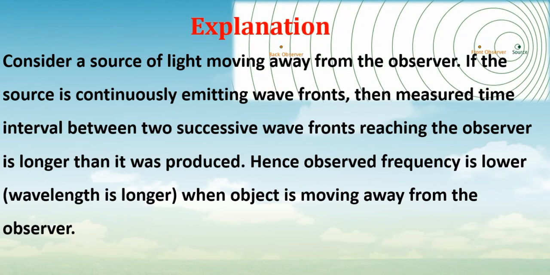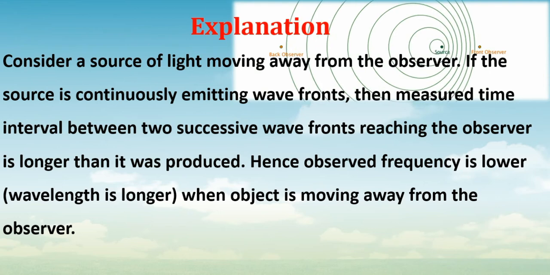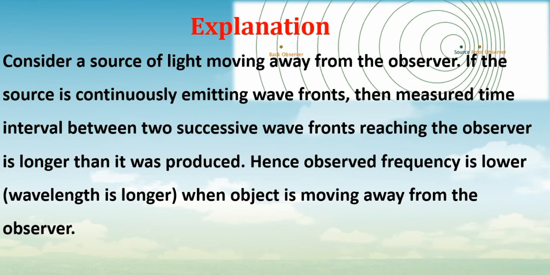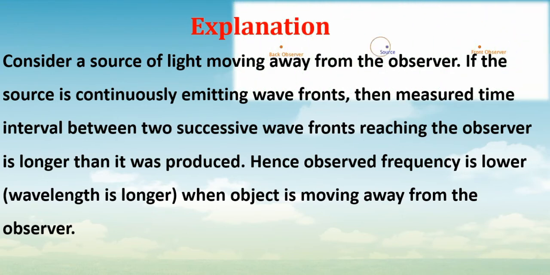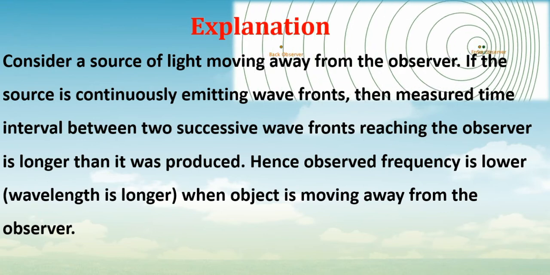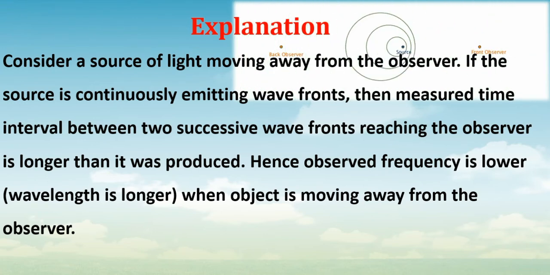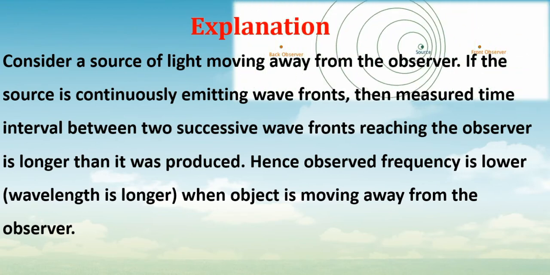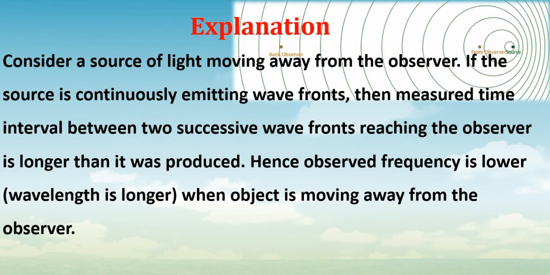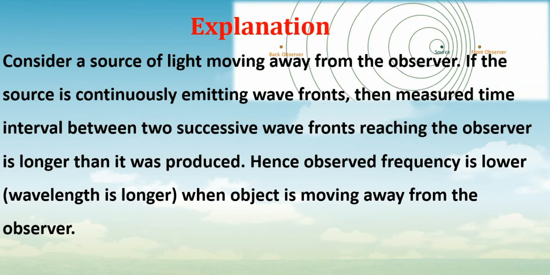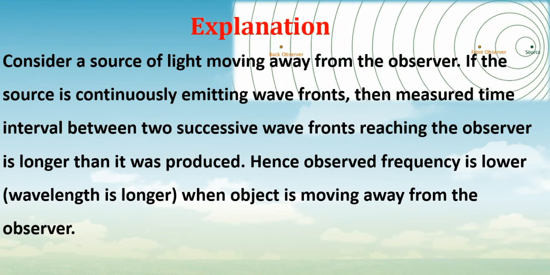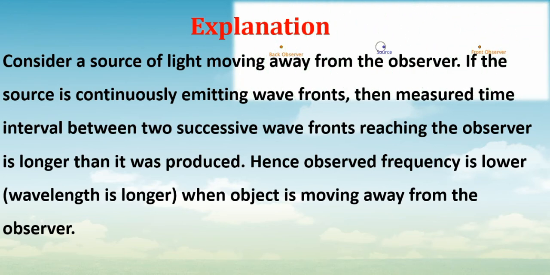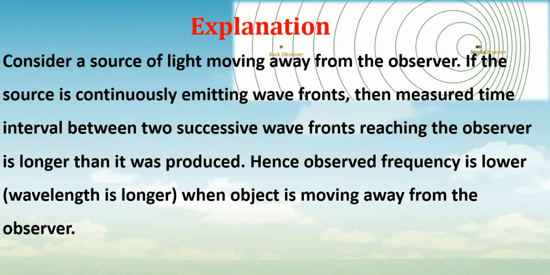So the production of the two wavefronts will take more time than the time interval between those two wavefronts reaching the observer. That's why the time is shorter. So as t decreases, frequency will increase. That's why when an object moves towards the observer, the observed frequency will be higher, because the time is shorter. So if the time t is less, there is a high frequency.